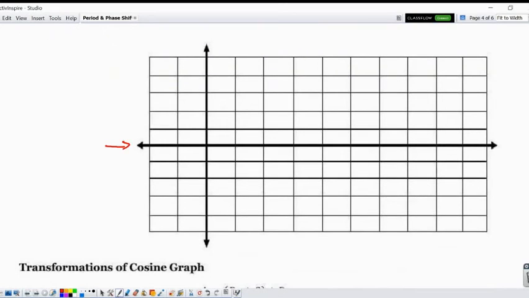We are going to mark our midline. Amplitude is 1. And just as we mark the sine curve with the unit of pi over 2, we're going to do that for cosine curve.